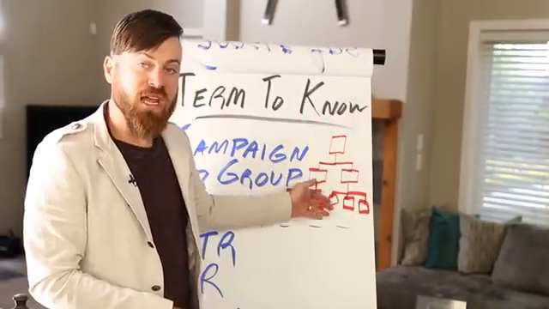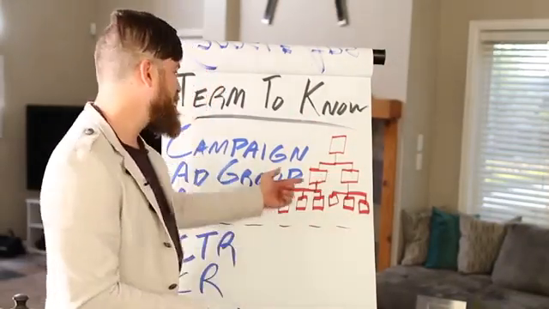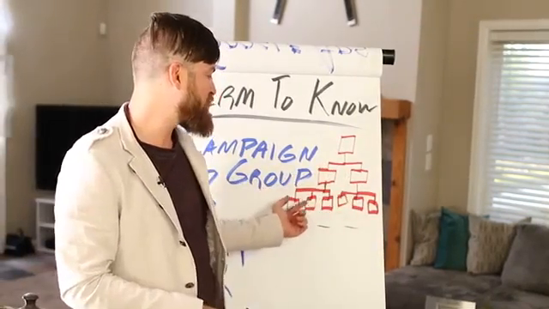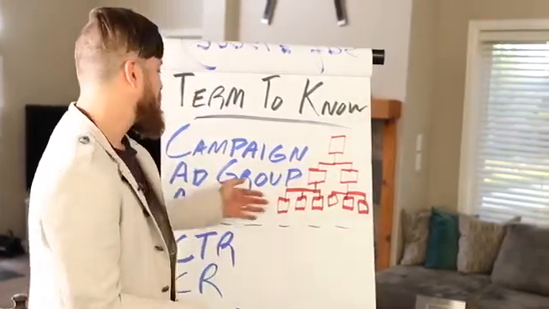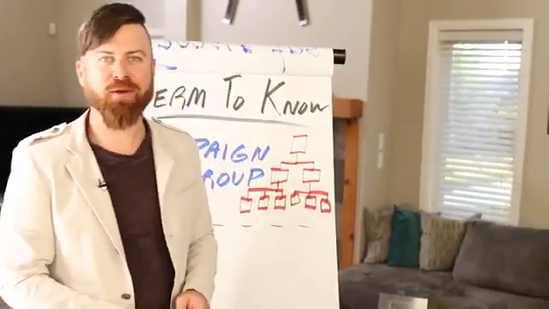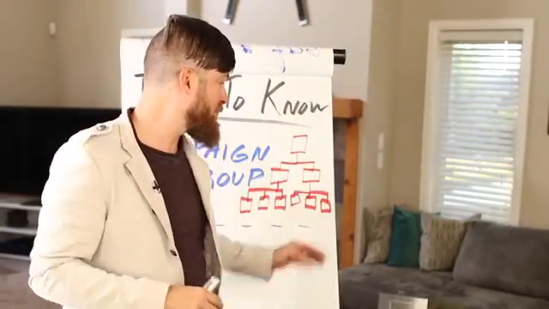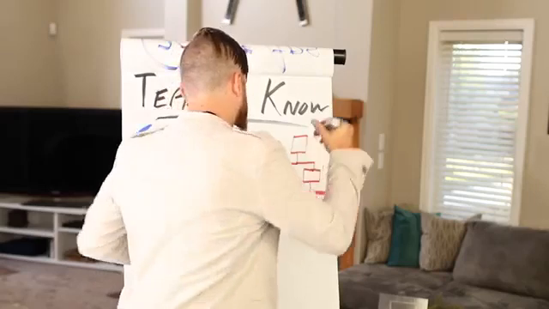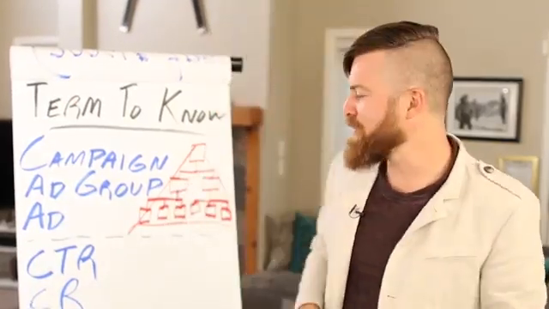Now, underneath each campaign, you can have multiple ad groups, and underneath each ad group, you can have multiple ads. So just kind of the diagram here, right? It's a pyramid scheme, guys. It's a pyramid scheme. Look, it's pyramid shaped. That's a bad joke. Advertising is not a pyramid scheme.